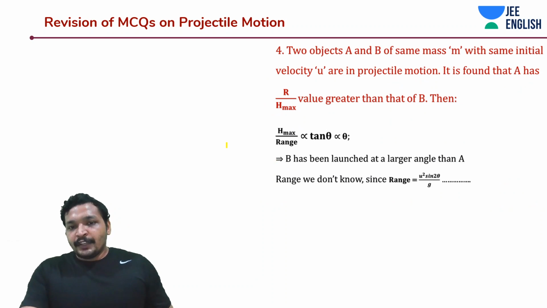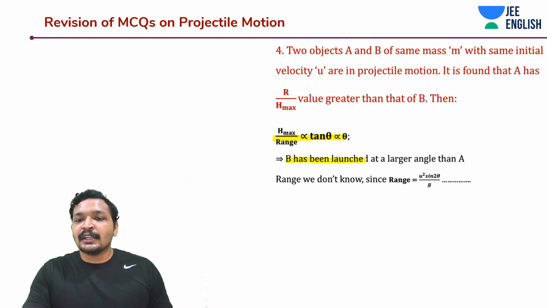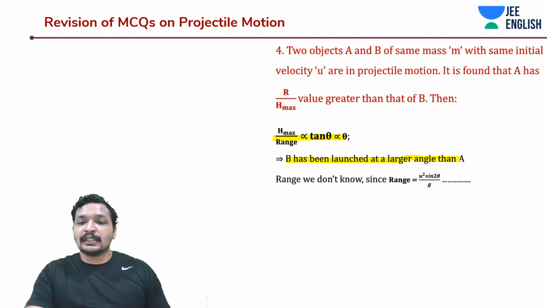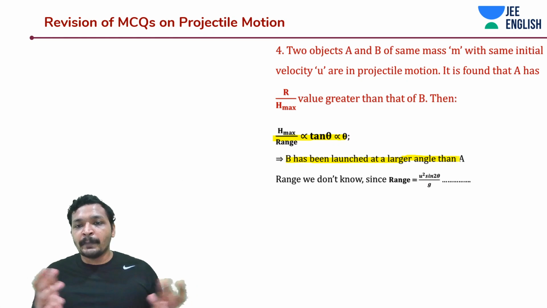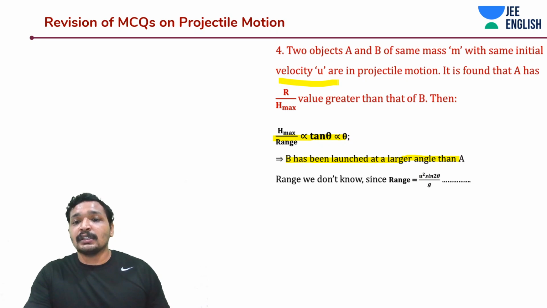So yeah, we did it using this proportionality thing, and B has been launched at a greater angle than that of A, and we cannot talk about the range. They can also be the same. If they are complementary angles, it might be the same because they also have the same velocity.